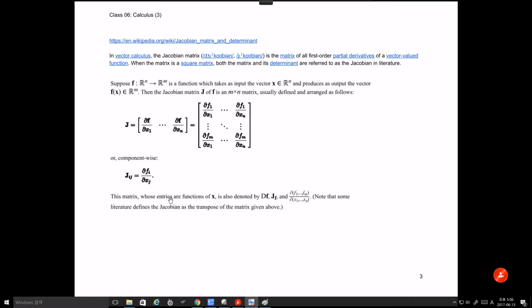Now this matrix whose entries are functions of x, we just take derivatives, so we can evaluate all those functions at a particular value of x. So the entries in the Jacobian matrix are all functions of x. This matrix is also denoted by Df, Jf, or partial f1 to fm over partial x1 to xn. Note that some literature defines the Jacobian as the transpose of the matrix given above. Sometimes some books or literature change row and column.